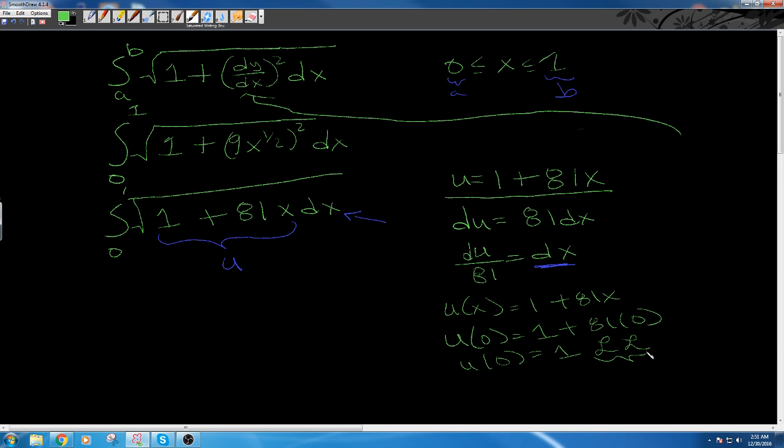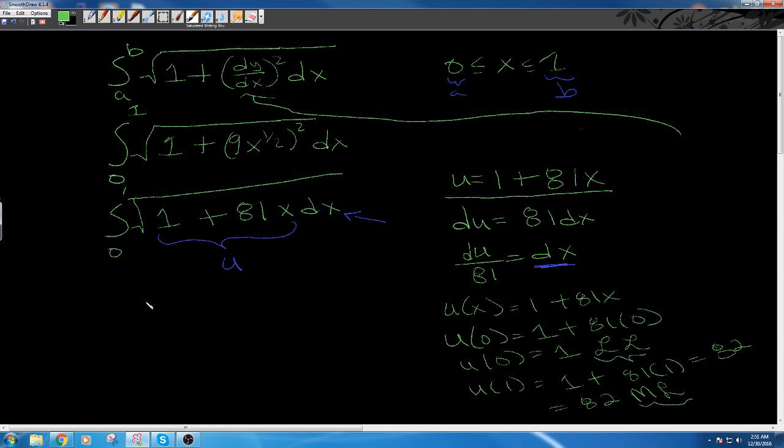That's the symbol I'm going to use for lower limit. And then the other number we had was a 1. So for our upper limit, we'll plug in 1. And we'll get 1 plus 81 times 1, which is going to equal 82. So 82 will be our max limit.